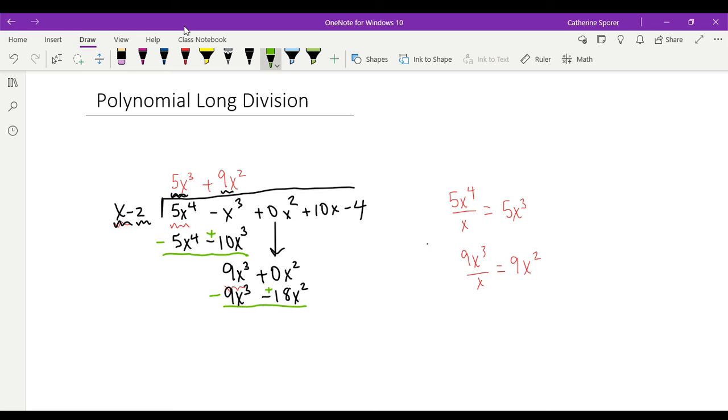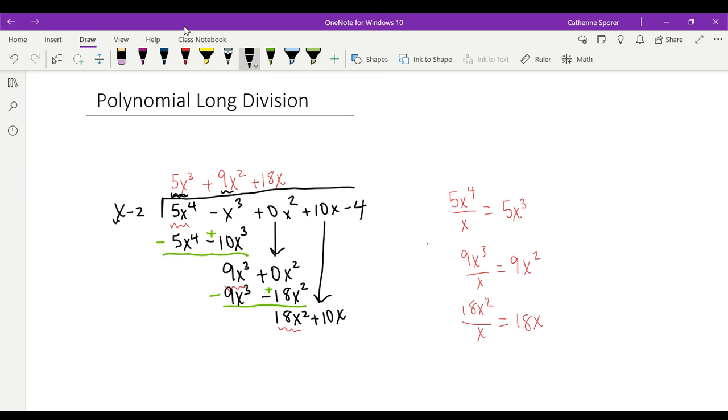Now we're going to subtract to get the remainder, so change the signs of both of these two multiplied terms. 9x to the third minus 9x to the third is 0. 0x squared plus 18x squared is 18x squared. And then bring down the 10x. Okay, now we want to divide 18x squared by x, which is 18x. That'll be the next term in our division.